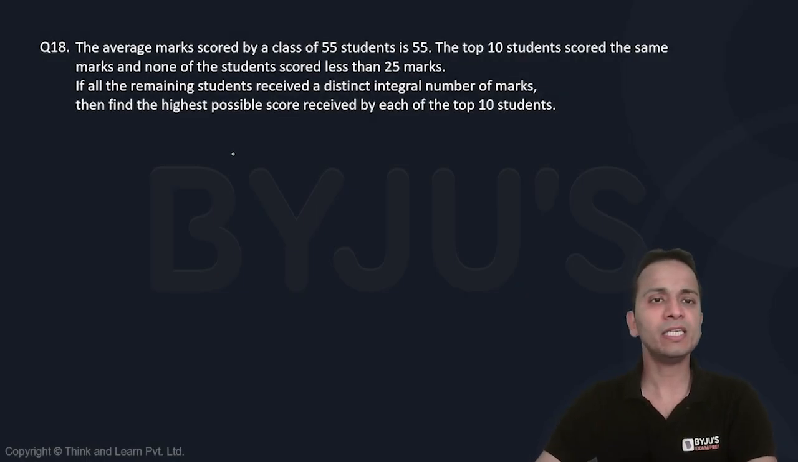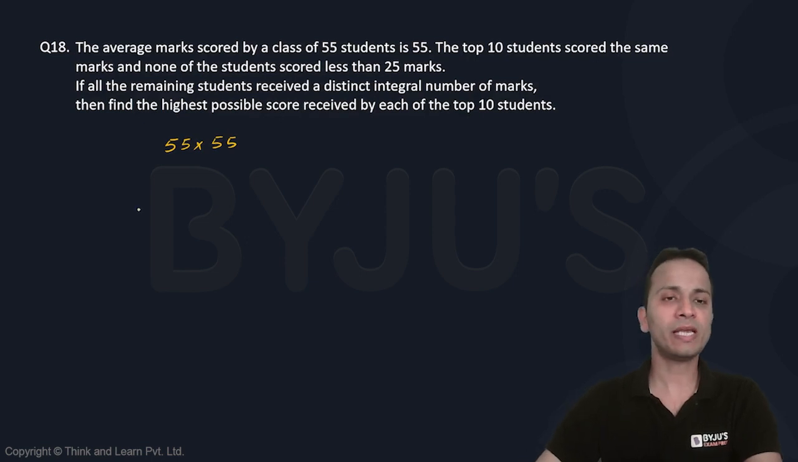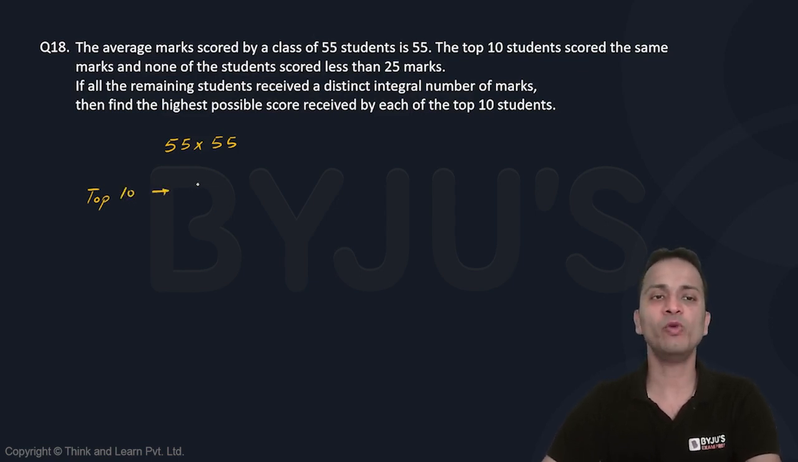Now, question number 18 is a very simple question, including the concept of averages and a little bit of maxima minima. The average marks scored by a class of 55 students is 55. So I can say that the total marks scored will be 55 multiplied by 55. The top 10 students scored the same marks. So let's say each of these top 10 students has scored X marks. So the sum of these top 10 students will be equal to 10 multiplied by X.